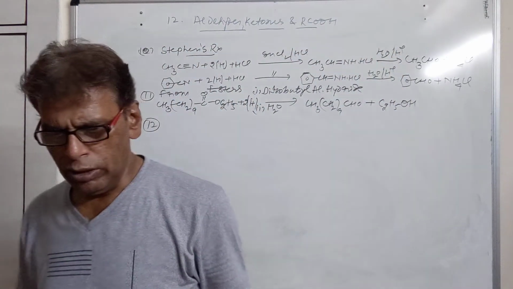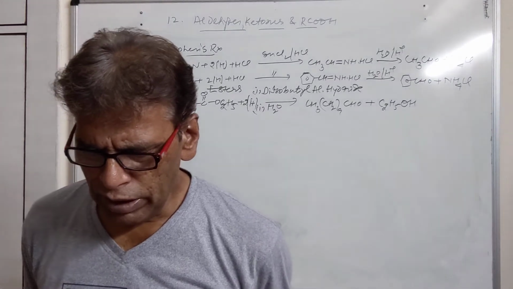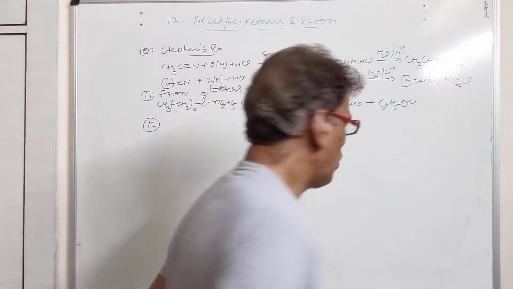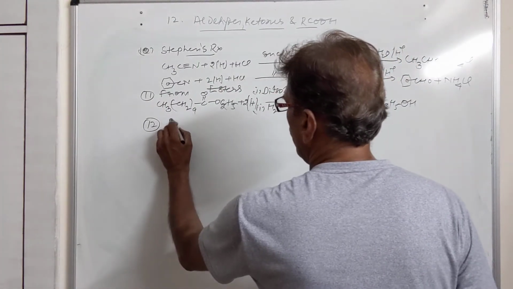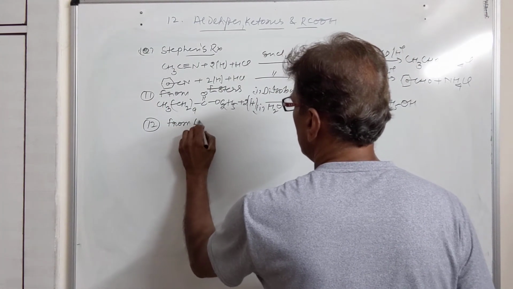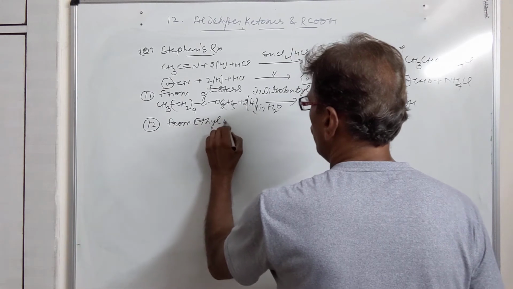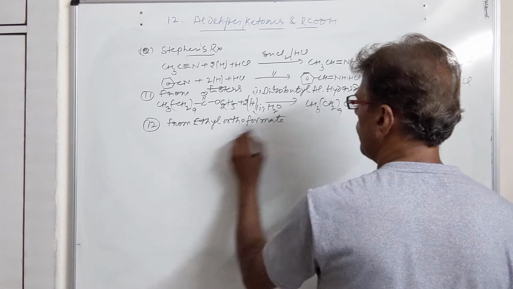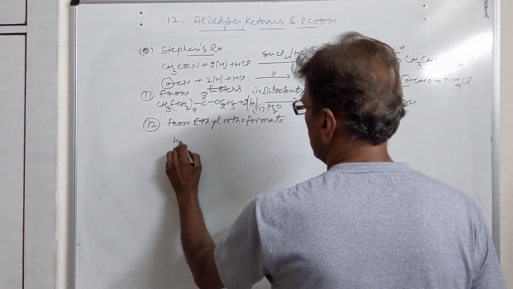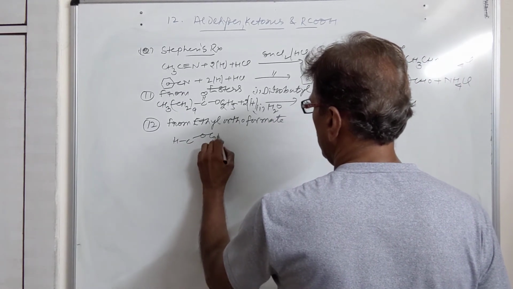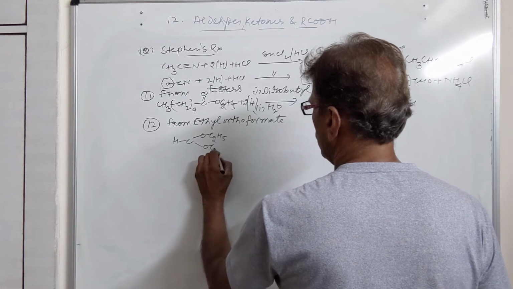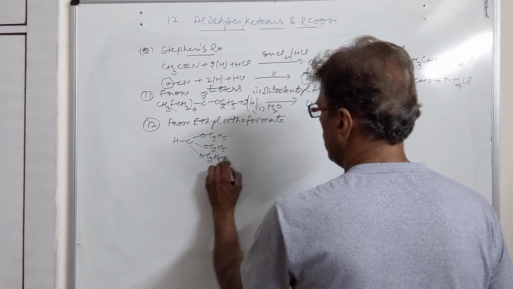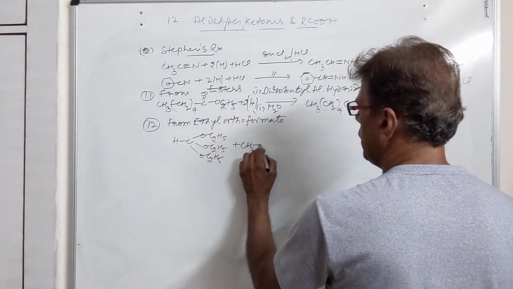Then we have the 12th method of preparing aldehydes and ketones, by adding Grignard reagent to ethyl orthoformate. From ethyl orthoformate, this is our compound, with OC2H5. We are having 3 OC2H5 groups. This is ethyl orthoformate. It is treated with Grignard reagent.